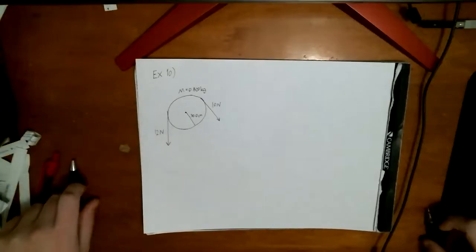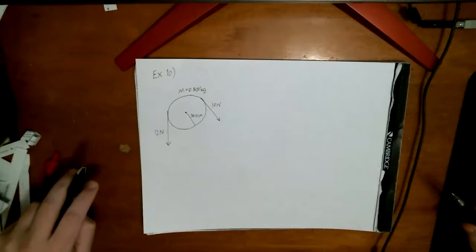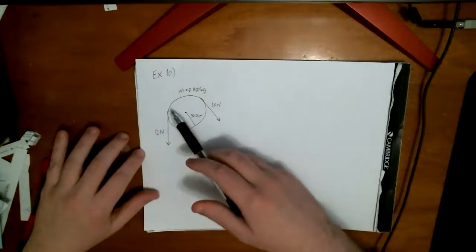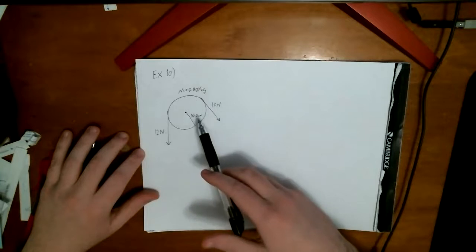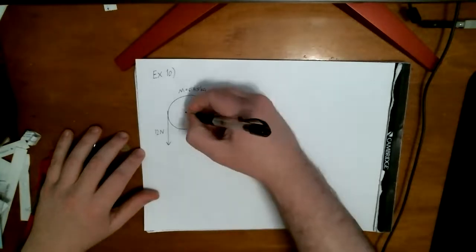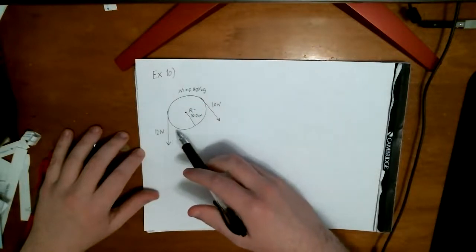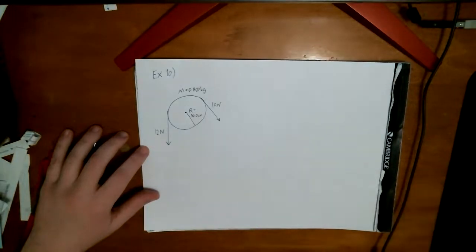Good afternoon, everyone. I'm going to start us off today by demoing exercise 10. Exercise 10, we've got this massive pulley with the given mass and given radius. And we've got a pair of tension forces applied at different points on the pulley. And we want to find the angular acceleration of the pulley.